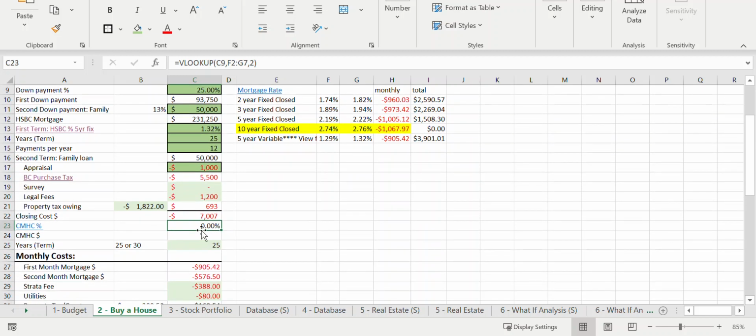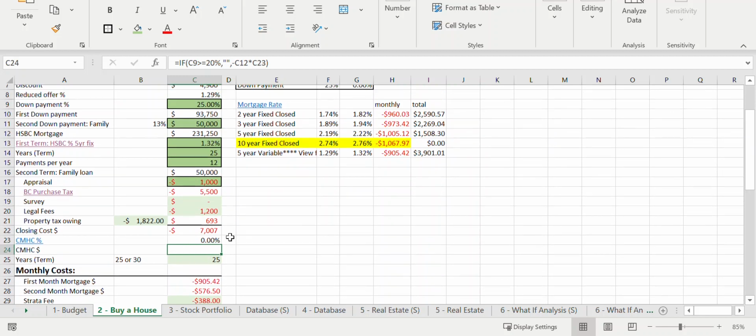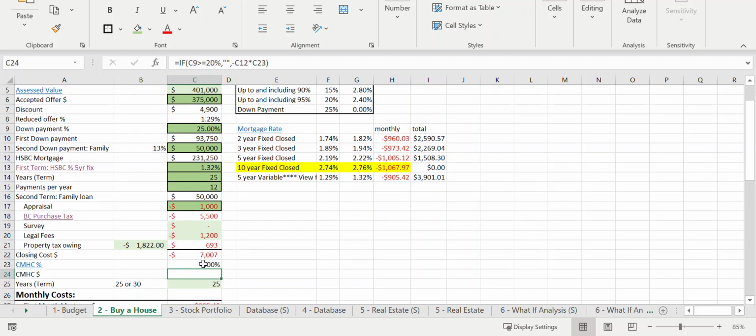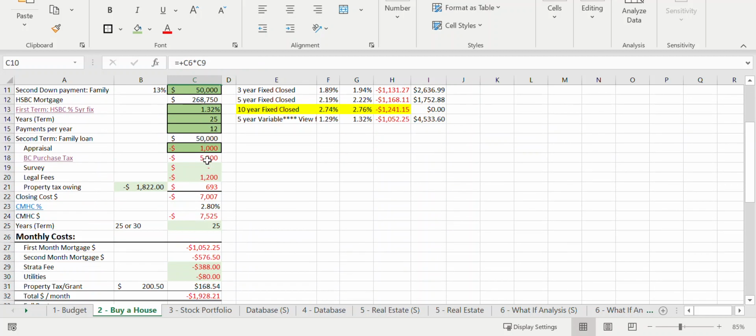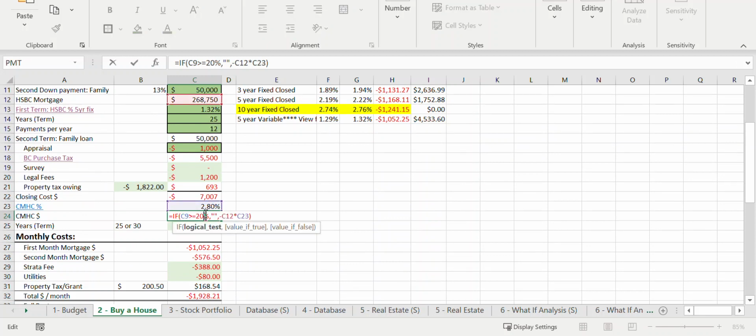And then to calculate how much money you owe would be based on the percentage. So if it's 0, of course, you're not going to pay anything. So I'm going to put down 15%, so I can come up with my 2.8. And to calculate, it's 2.8% multiplied by my mortgage amount.